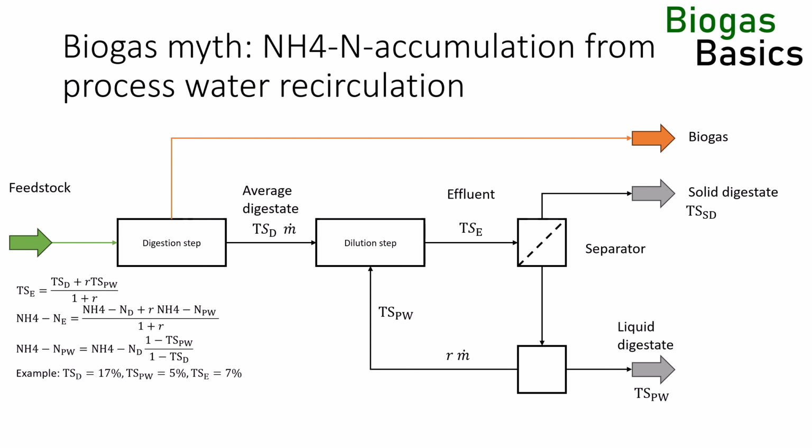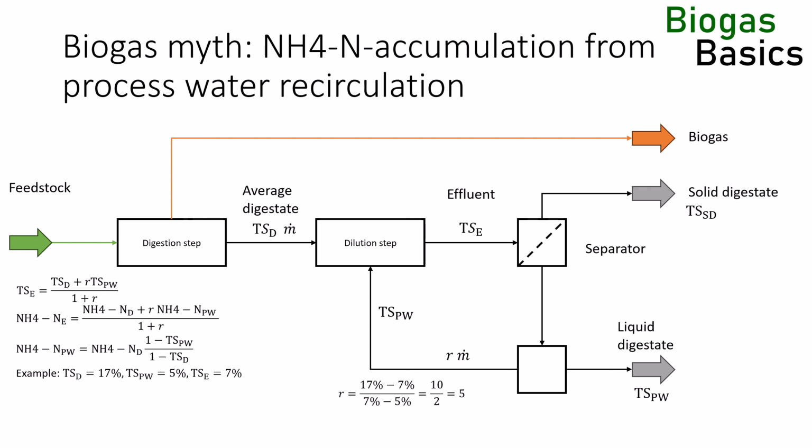Let's visualize this with the help of an example. The TS of the average digestate is 17%. The digesters require dilution to 7%, with the help of process water with a total solids of 5%. We can calculate R with the rule of levers. It is 17% minus 7% over 7% minus 5%, which is 5. 1 ton of average digestate of 17% must be diluted with 5 tons of process water to create 6 tons of digester effluent with 7%. I deliberately chose the values so that the recirculation is very high. Typically, the recirculation ratio is less than 1, or the digesters would become too big and inefficient.